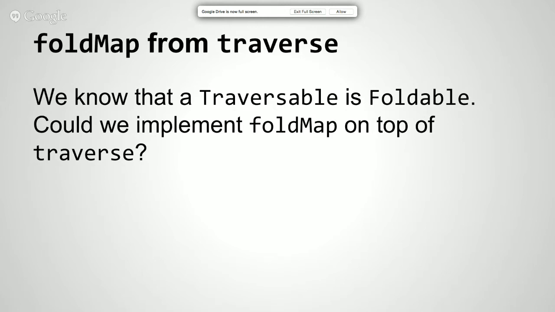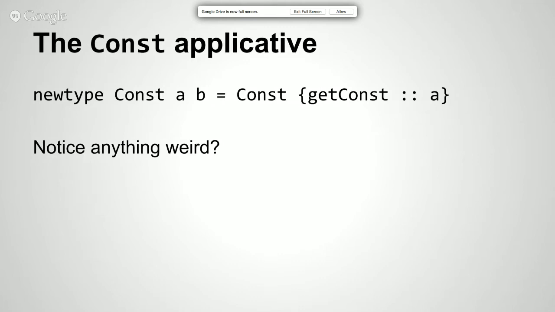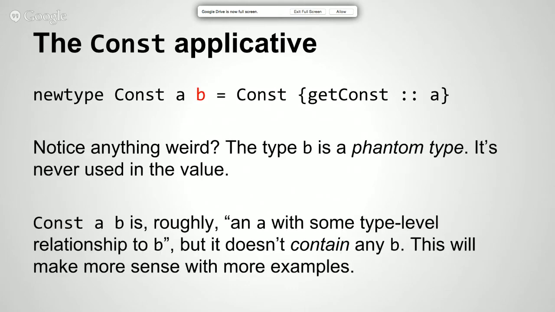So what about foldMap? Well, this is going to get really cool. There's an applicative called Const. Does anyone notice anything weird about this? Don't use B. Exactly. We don't use B. It's called a phantom type. It has nothing to do with the value. It exists at the type level, but at the value level, no.